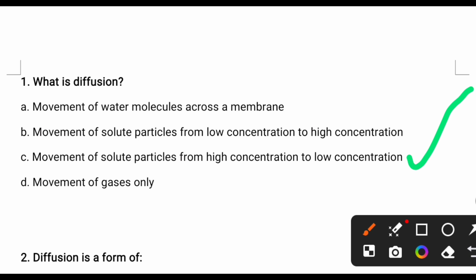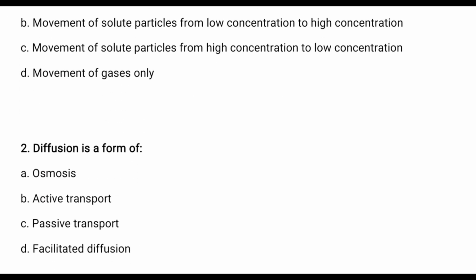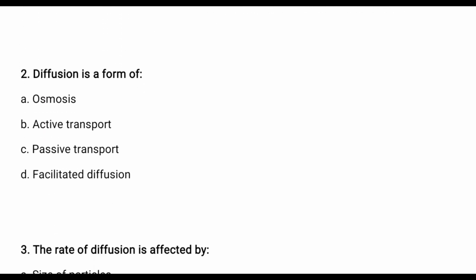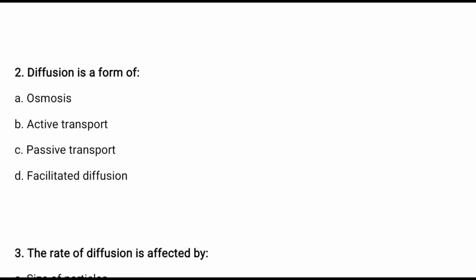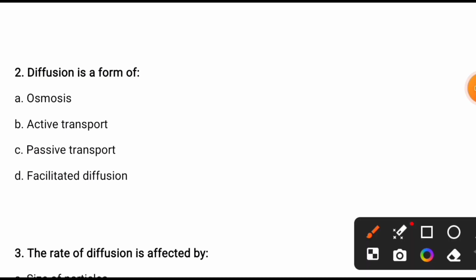So the answer is movement of solute particles from the higher concentration to the lower concentration. Okay, let's see the next one. Diffusion is a form of: osmosis, active transport, passive transport, facilitated diffusion. Diffusion doesn't require any energy, that's why it is a passive transport. Diffusion is a passive transport, it doesn't require external energy.